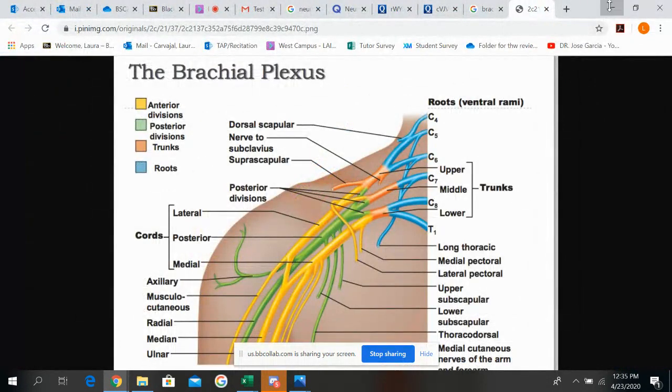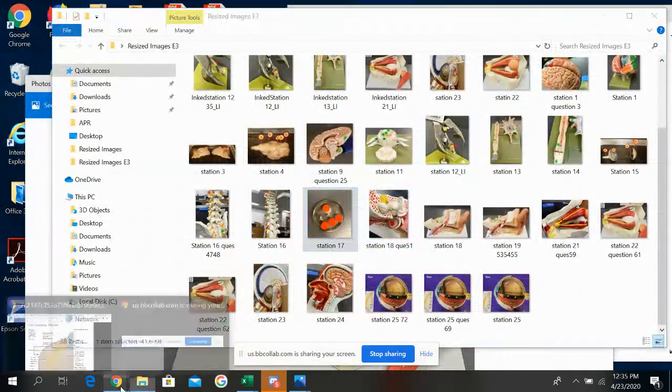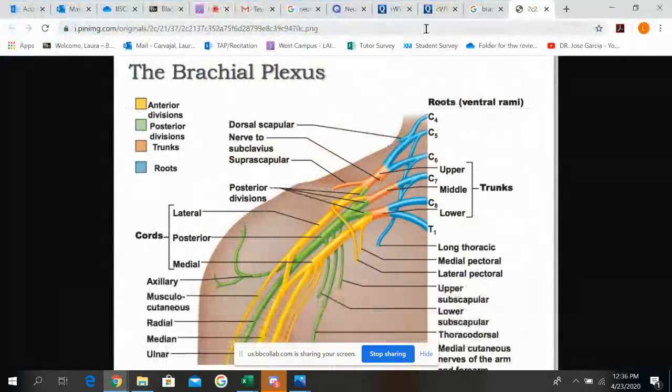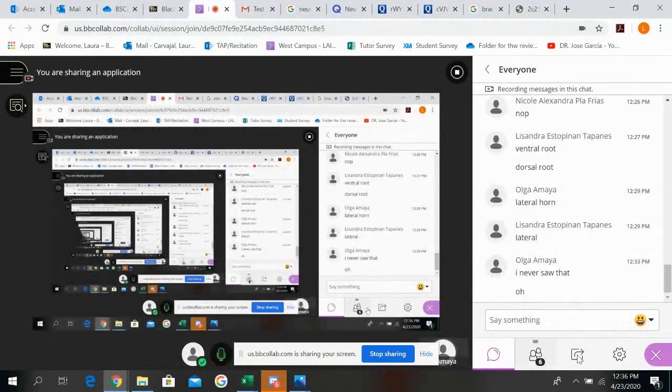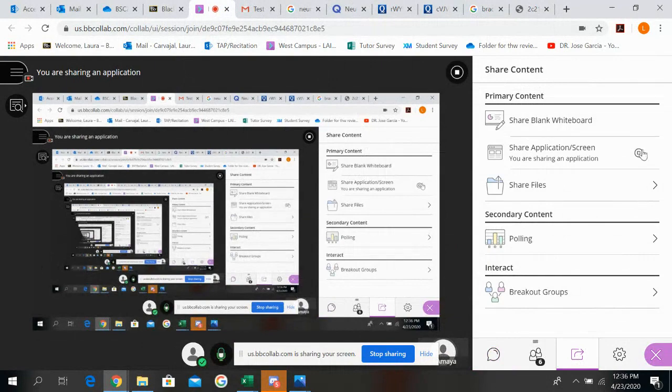So yeah, let's take a minute to look for that slide, that PowerPoint. I can give you guys that PowerPoint, and then we'll be done. So give me one second.